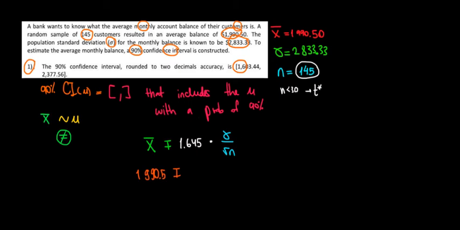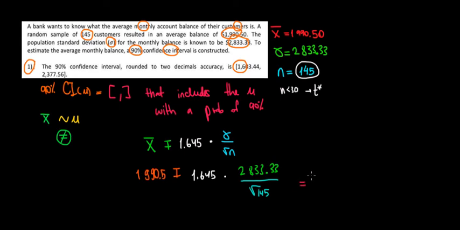So let's solve the math. We're gonna have 1.645 times the population standard deviation, which is equal to 2833.33, divided by the square root of n, meaning divided by the square root of 145. Now if we solve the math over here, what do we get as a result?